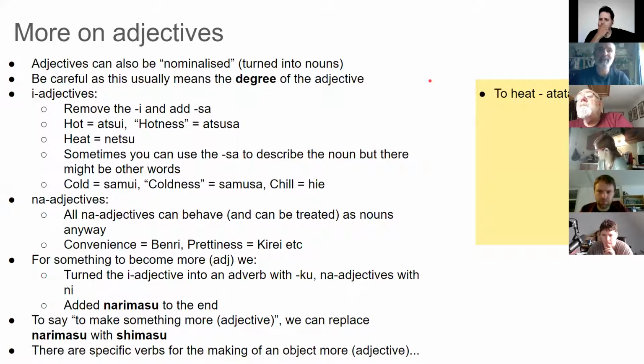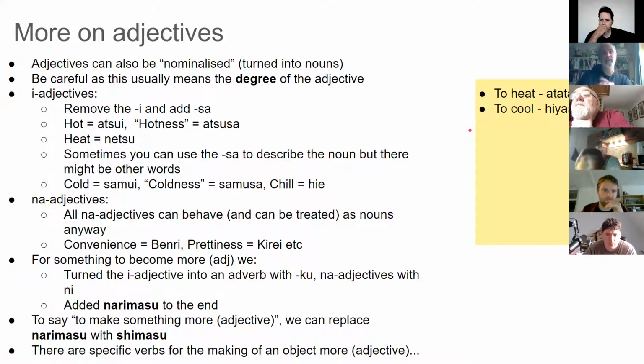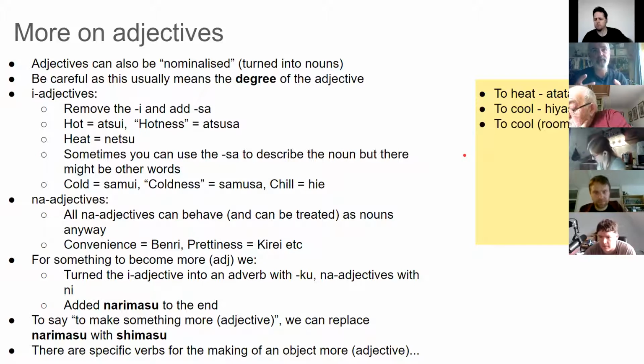So for example, to heat something, if you said atsuku shimasu, this kind of means to warm the air around you rather than to heat something up. So instead we use this verb atatamemasu, atatameru, to make something warmer. To cool something, to make something cooler, like wine or some kind of solid or liquid object, we would use hiyasu. And then to cool the air, we use this word hieru.